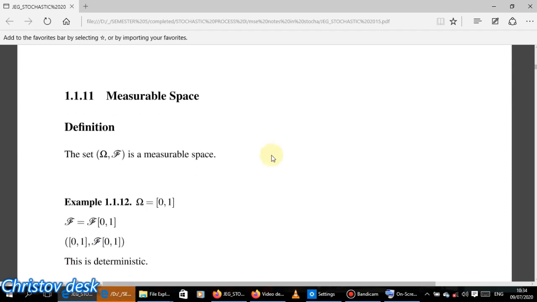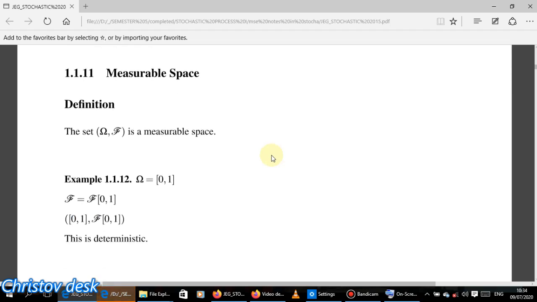So we talk about measurable space. Okay, so we're done with the sigma algebra. So when do we say a space is measurable? Okay, so the sets, when you have the sample space and the sigma algebra, that space is called a measurable space.